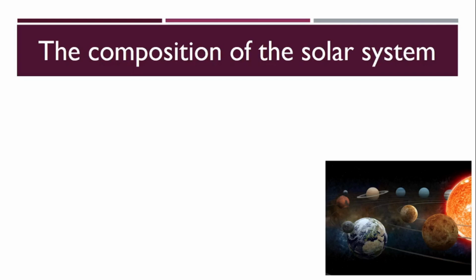The composition of the solar system, this is also a very important topic because I have seen in most zonal level, district level and provincial level exam papers, we find this question, and when you form your answer, you have to only focus on a general definition of the composition of the solar system without going into detail of each and every celestial body in our solar system.